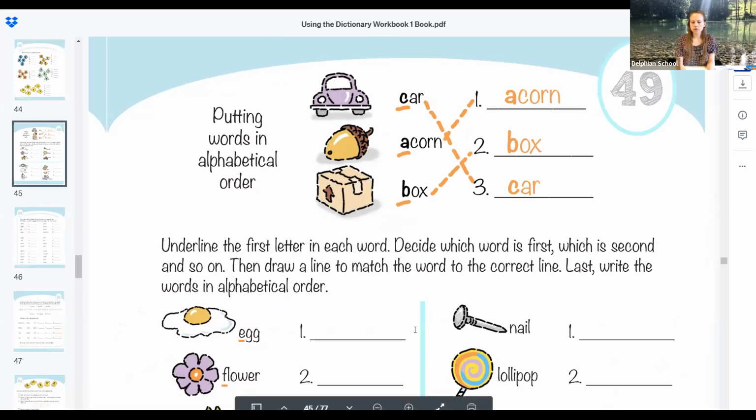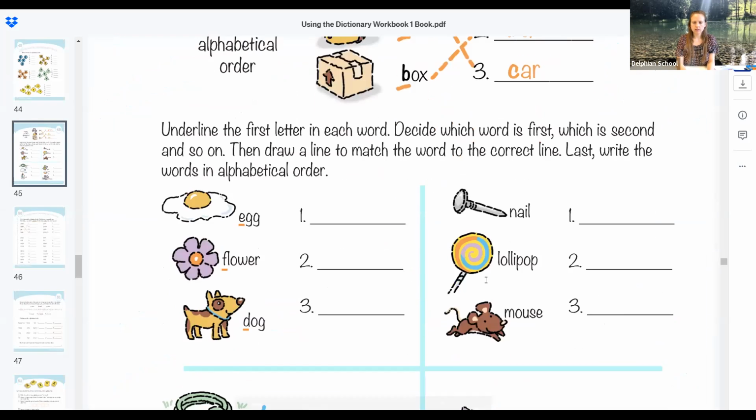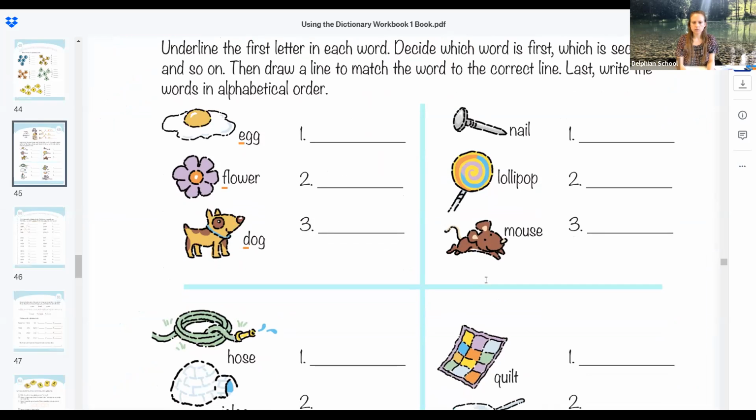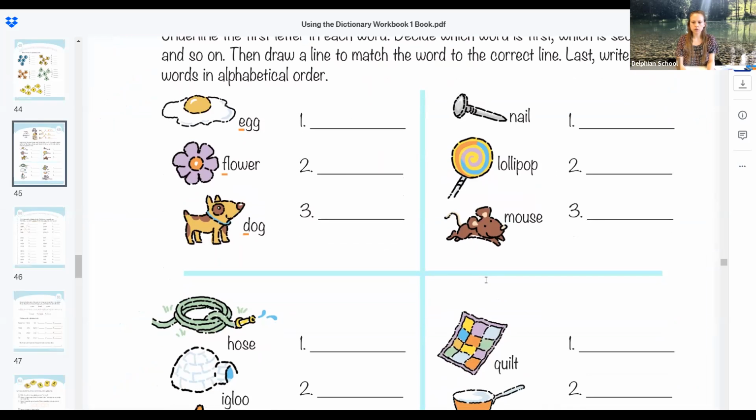So it says underline the first letter in each word. Decide which word. Sorry, you guys, you're going to have to read along with me because I'm having trouble with my screen not wanting to go in the background. So we're just going to have you guys read that. So it looks like the activity that we're going to do is we're going to draw a line to match the word to the correct line, and then we're going to write the words in alphabetical order. So once you have the words in alphabetical order, I want you to tell me 1, 2, 3, and tell me the order for the first two.